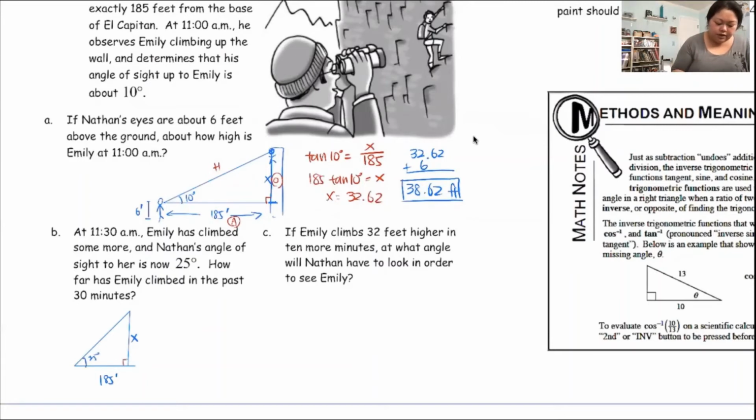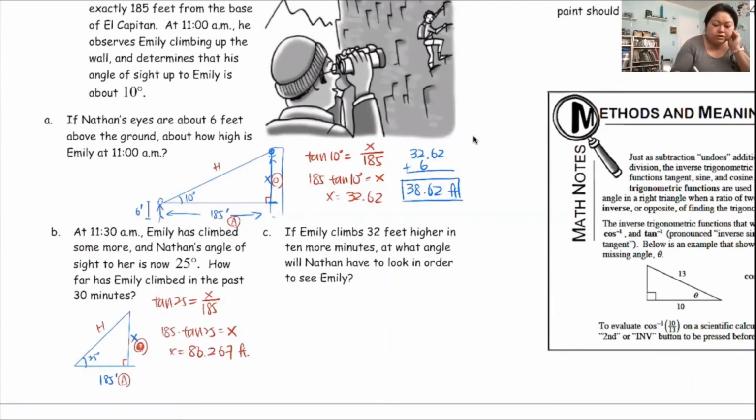Based on what we have here, we still have our 90 degrees. I have my hypotenuse here, which I don't have any values for, but based on the 25 degrees, I have my adjacent and opposite, so I'm still using tangent. So tangent of 25 degrees equals opposite over adjacent, okay? So same as before, I'm going to multiply 185 over: 185 times tangent of 25 equals our x. So x equals 86.267 feet.